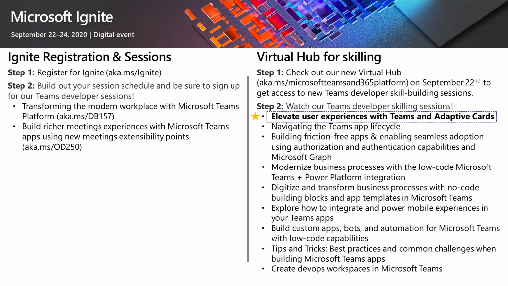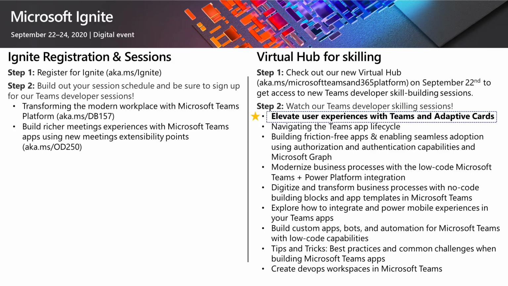And then our virtual hub that has all the skill building sessions, those are all for you to watch at your leisure when you have time available. Thank you for putting the Ignite slide back up. These are the particular skill building sessions on Virtual Hub. It'll cover Microsoft Teams and the Microsoft 365 platform, and so you'll get a cross of Teams and adaptive cards and Office and SharePoint and Microsoft Graph, and so everything that's covered there.